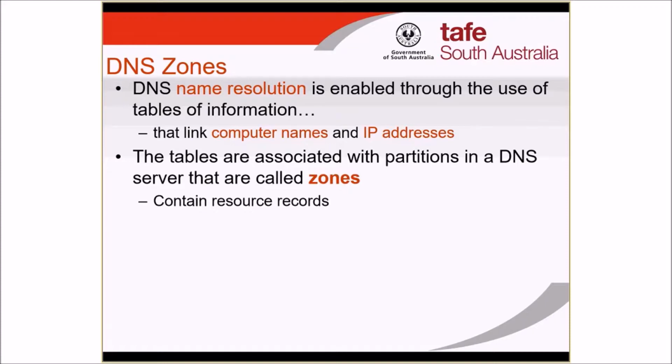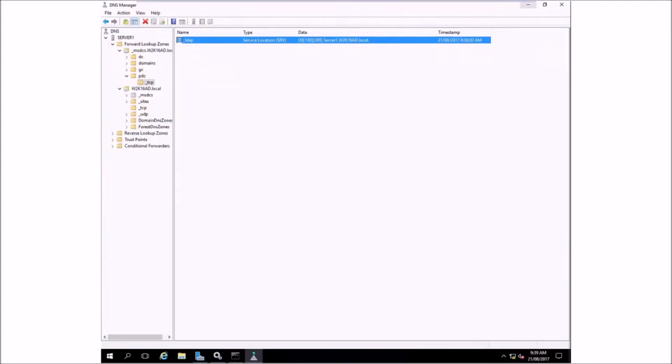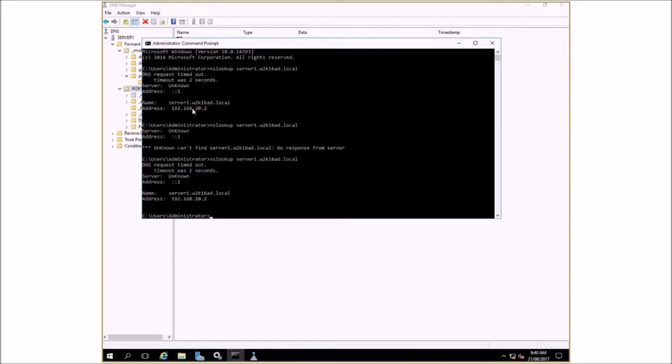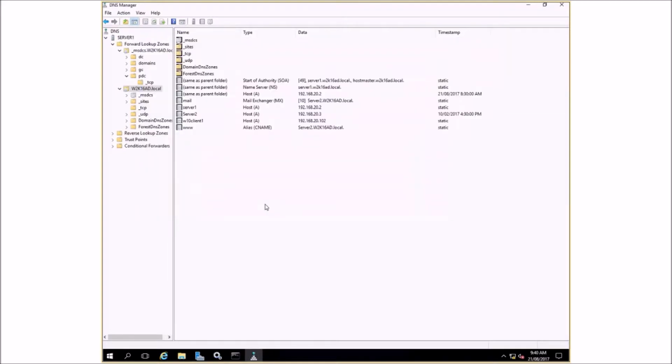Okay, I just showed you that in my demo. So here we have tables. You have a name, server 1. You have an IP address that matches up with that name. So when someone does an nslookup for server 1, it actually goes into this table, called a zone, looks up server 1, gets the IP address, and returns that information to the person asking it.